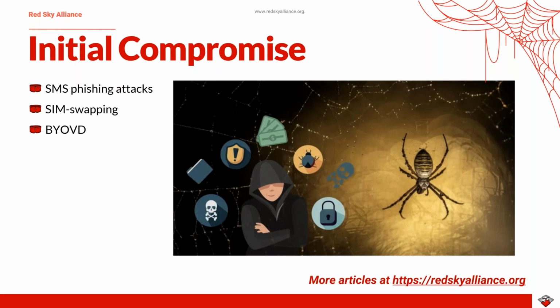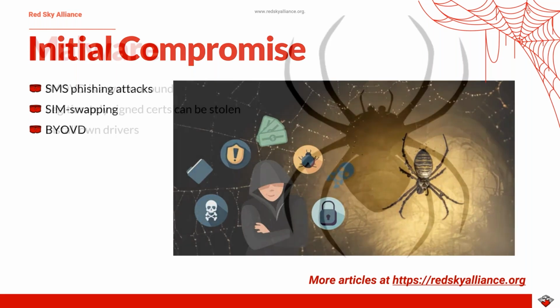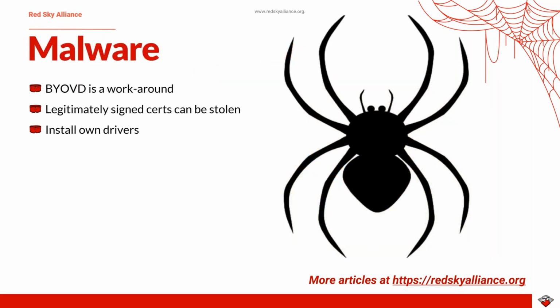Once inside the network, Scattered Spider uses a technique that is described as bring your own vulnerable driver, or BYOVD, which targets loopholes in Windows security. While Microsoft attempts to limit the capabilities of malware gaining access to systems by preventing unsigned kernel mode drivers from being run by default, attackers can get around this using BYOVD, which enables them to install a legitimately signed but malicious driver to carry out attacks.